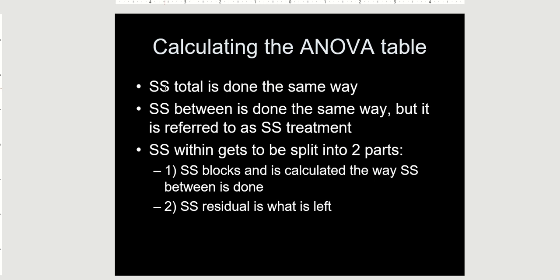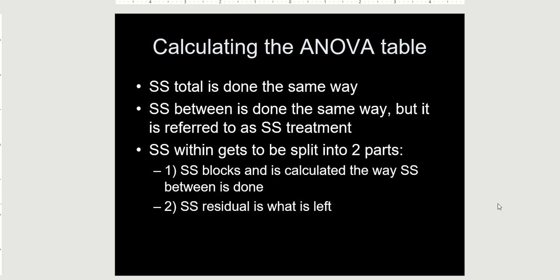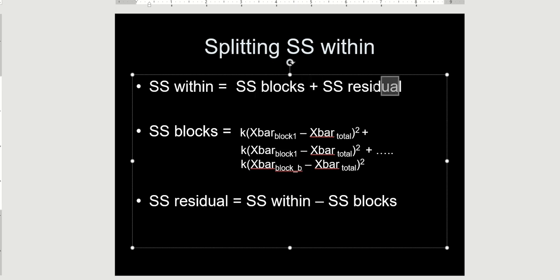So the sum of square total is done the same way we did it for the previous ANOVA. The between is done the same way, but this time we're going to call it treatment. The sum of square within gets to be split into two parts, as I told you. Some of that is going to go to the blocks, and some of it is going to the residual, whatever is left out. So the sum of square within is sum of square blocks plus sum of square residual.